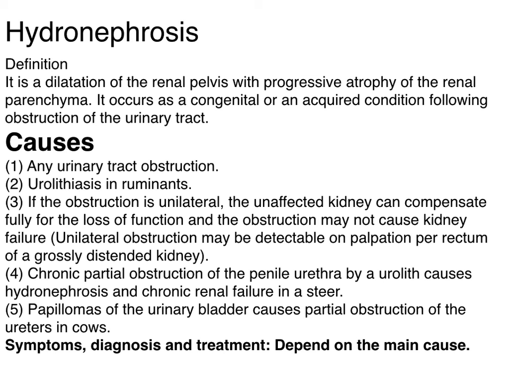Fully for the loss of function, and the obstruction may not cause kidney failure if it is unilateral. It may be detectable on palpation per rectum as a grossly distended kidney. Chronic partial obstruction of the ureter or by urolithiasis causes hydronephrosis and chronic renal failure in sterile conditions. Papillomas of the urinary bladder cause partial obstruction of the urethra in cows. Symptoms, diagnosis, and treatment depend on the main cause.